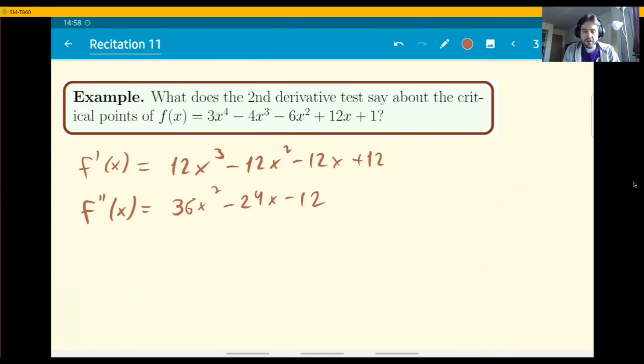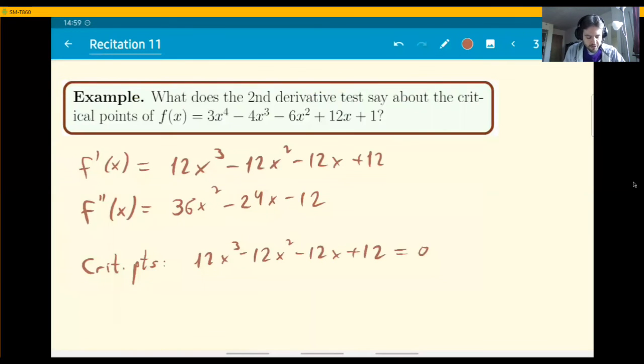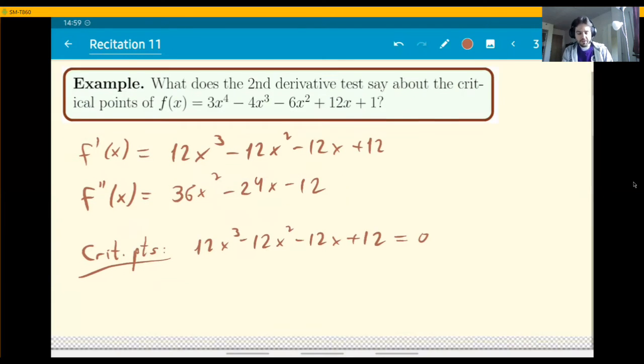Okay, so the second derivative test is something that applies to the critical points. We need to find the critical points. So we need to take this derivative, which exists at all points, and set it equal to 0. Just as a reminder, critical points means the derivative either is 0 or does not exist. Does not exist is not something that applies to this case. This derivative always exists, but it could be 0. We have to solve this.